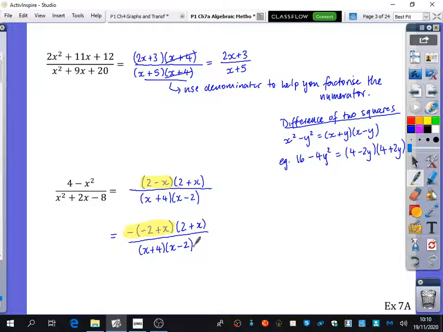What can I do now? I can cancel them out, because although I'm going to write one more line to make this even clearer, this thing and this thing are the same as each other. Yeah? Because it's x minus 2 and minus 2 plus x, they're the same thing. So if I wrote that in a different order, I would have x minus 2, 2 plus x, all over. So I can cancel out those. And I have minus, brackets, 2 plus x over x plus 4.